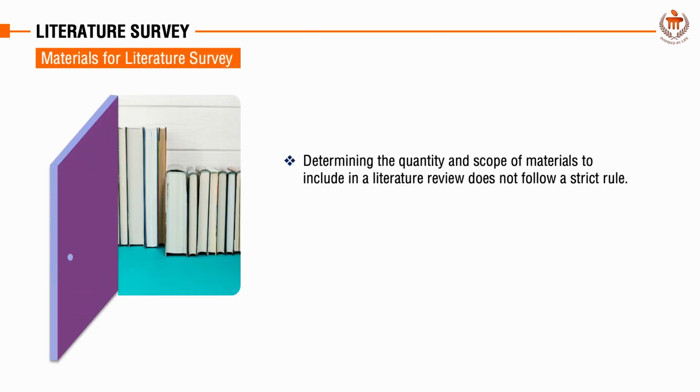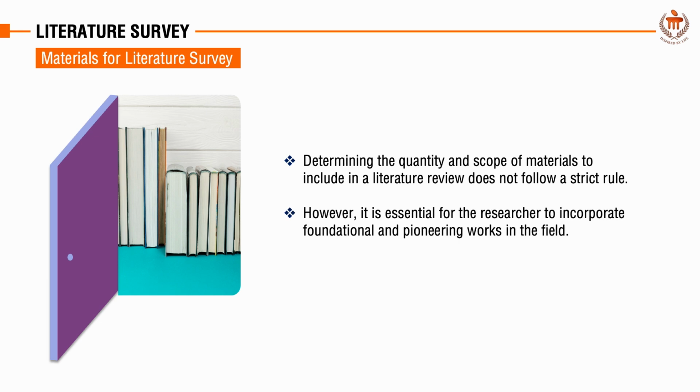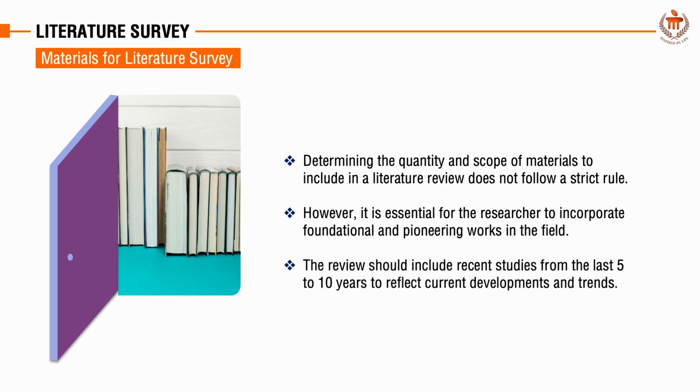Let us now discuss the materials to be included in a literature review. There is no hard and fast rule to determine the quantity and scope of materials to be included in a literature review. However, it is essential for the researcher to include foundational and outstanding works in the field. Additionally, the most recent studies, particularly those published within the last 5 to 10 years, should also be included to ensure that the review reflects current developments and contemporary trends.